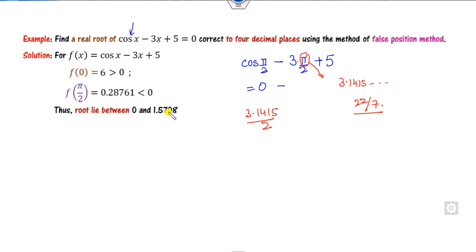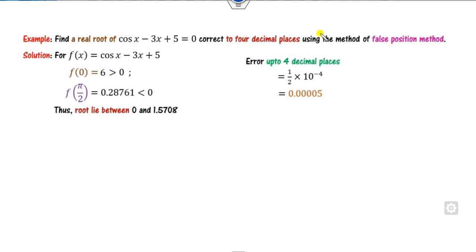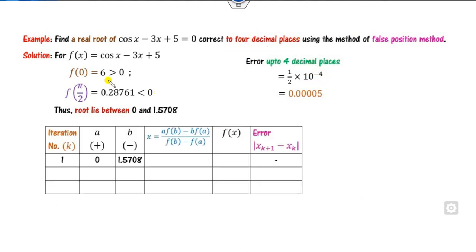3.1415 divided by 2, which is nothing but here. So the root lies between these two numbers. Up to the 4 decimal places you can write up to here. Now you can start with the table. F of 0 is positive, so you can see 0 is positive, b is my negative.